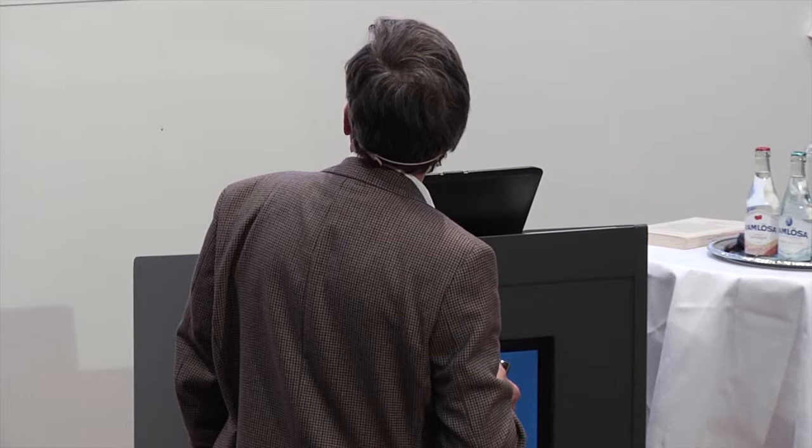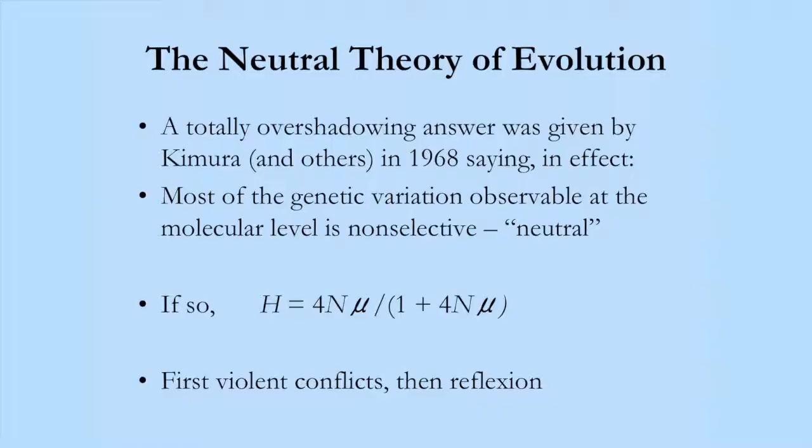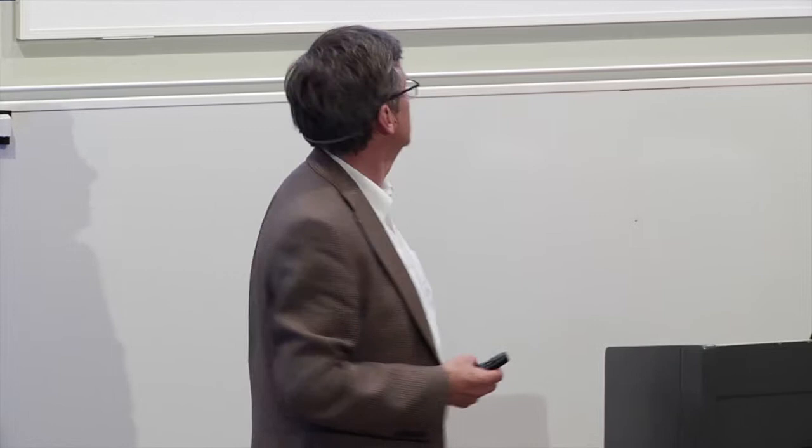And it was completely dominated by an answer that was given by Motoo Kimura in Japan, also by others, but he was the one that really presented it very well and wrote about it strongly, saying that this is only possible if most of the variation we see is selectively neutral. Meaning, it's there because new mutations have occurred, but it's not there because it's selectively maintained, it just happens. Most of the genetic variation that is observable at the molecular level is not under selection, it's neutral.